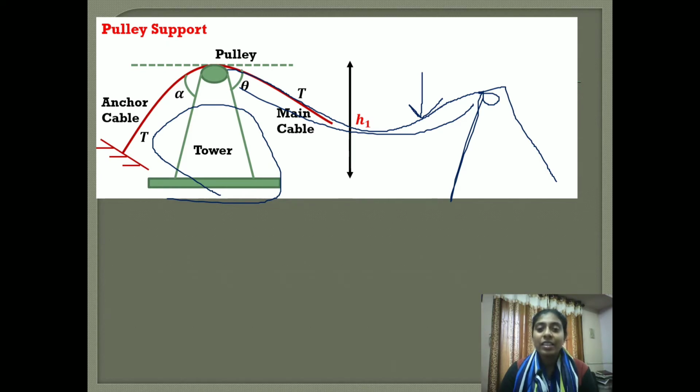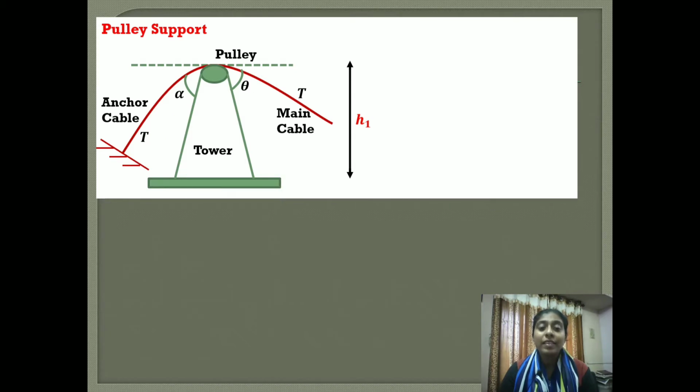Now, in this part, we are going to analyze the forces in the anchor cable. So, this is called anchor cable, that is the cable connecting the tower and the anchor. It is anchored to some other support. So this is called anchor cable. So what will be the load on the anchor cable and what load will be transmitted to this tower? This is what we are going to study today.